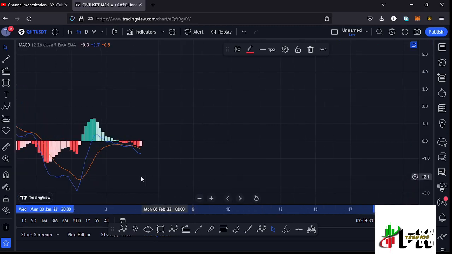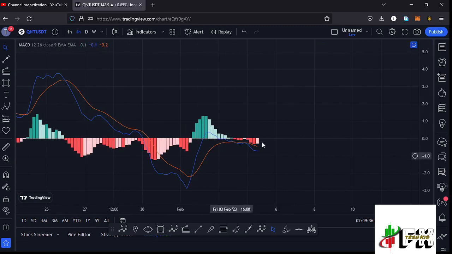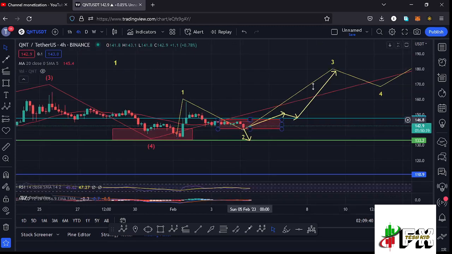And on the MACD, we have been able to print a bearish cross, and this fully supports the worst case scenario, but I hope that doesn't play out and we continue pushing higher in the formation of this wave 3. So let's be patient and see how that plays out, and I'll be keeping you updated.